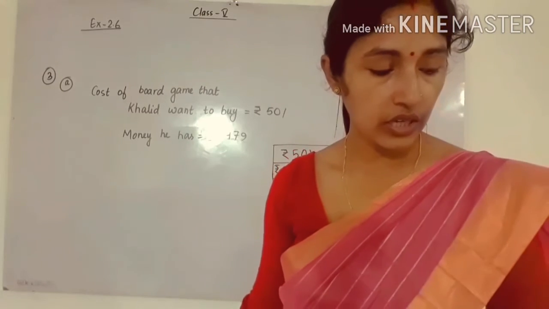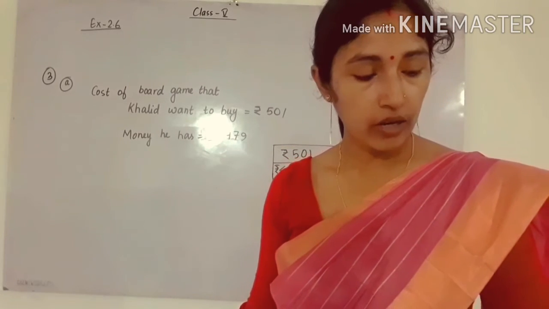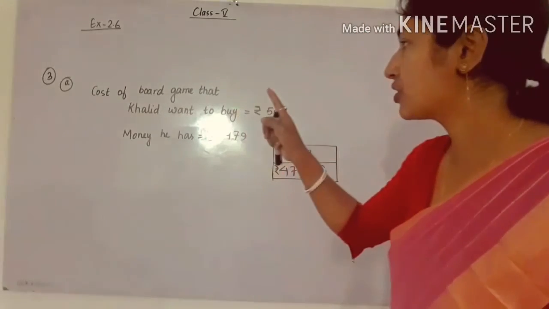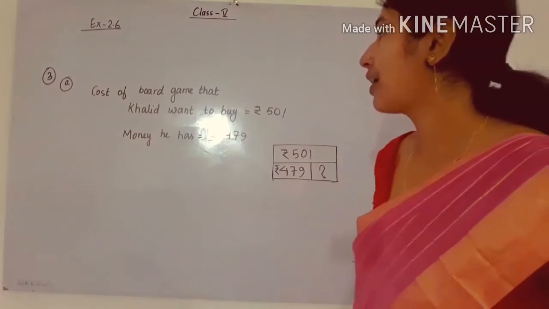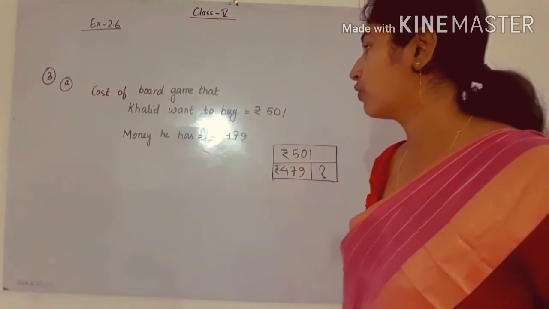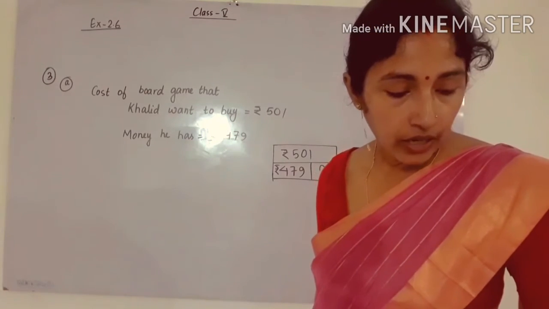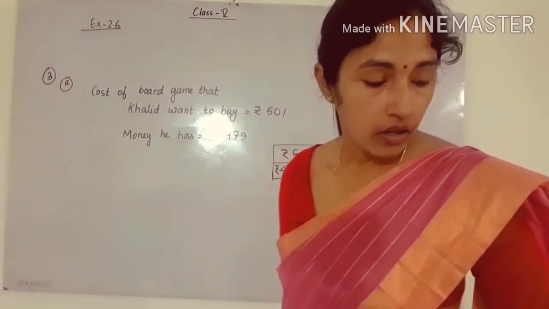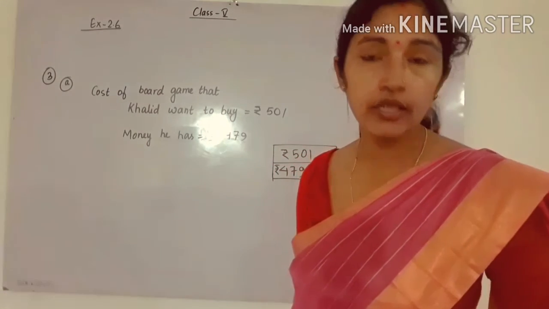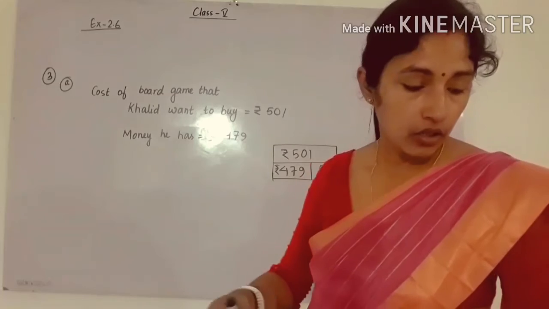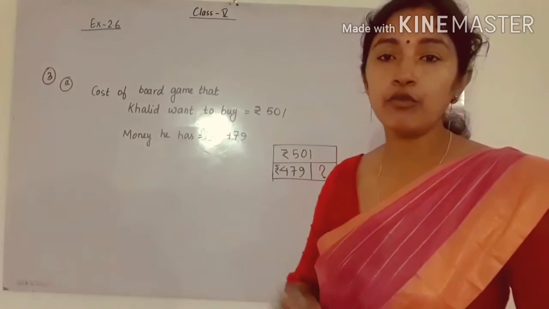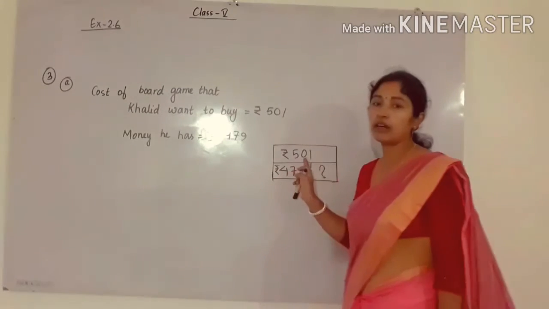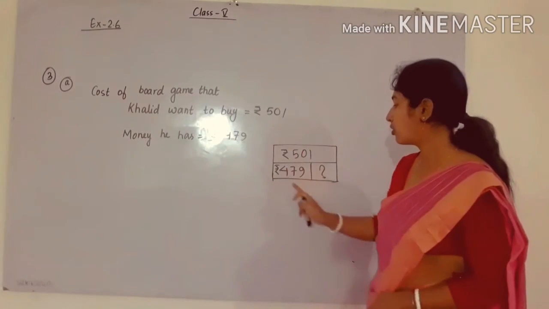Next, question number 3a. Khalid wants to buy a board game that costs rupees 501. So I have written the information. Cost of the board game that Khalid wants to buy is rupees 501, and the money that he has is rupees 479. How much more money does he need? That means he needs some more money, that will add to 479, so that it will become 501. So I have used a model.